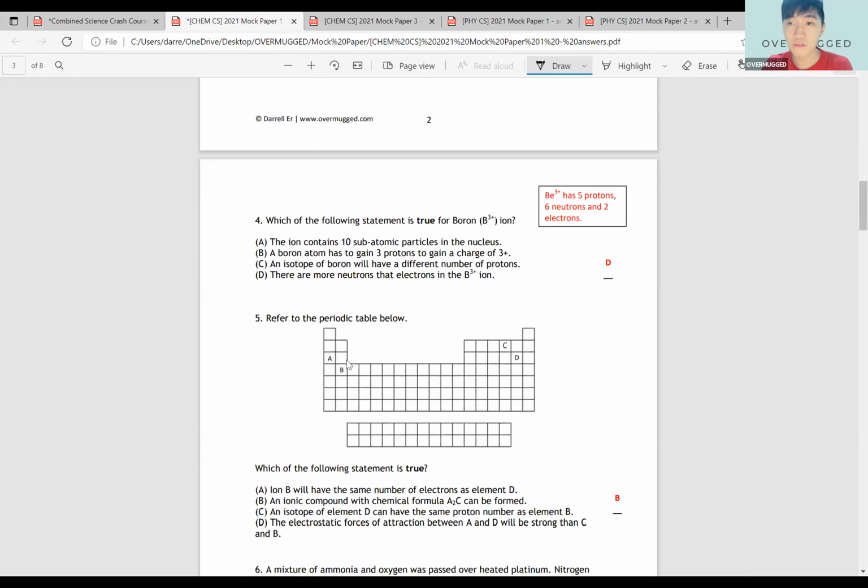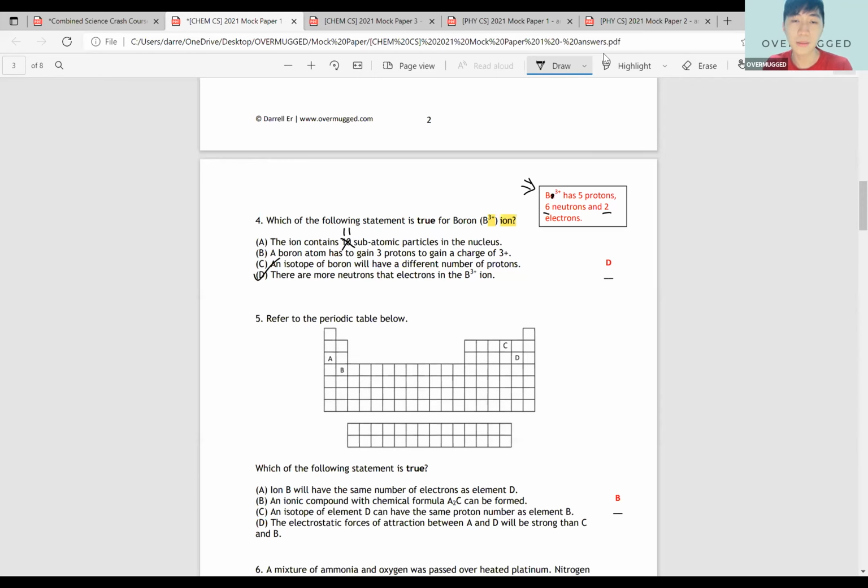Now for question four, I think the main thing you want to look out for is the term ion. We even write out 3+ here, so you would want to take note that this one is 3+. When we are talking about subatomic particles in the nucleus, we are referring to mainly your protons and neutrons. So if we take a look at boron, it has 5 protons and 6 neutrons. So 10 is wrong. It should have 11 subatomic particles in the nucleus. If you pay attention to the breakdown, there are 6 neutrons and 2 electrons. So are there more neutrons than electrons? Yes, this is true. Therefore, the answer should be D.